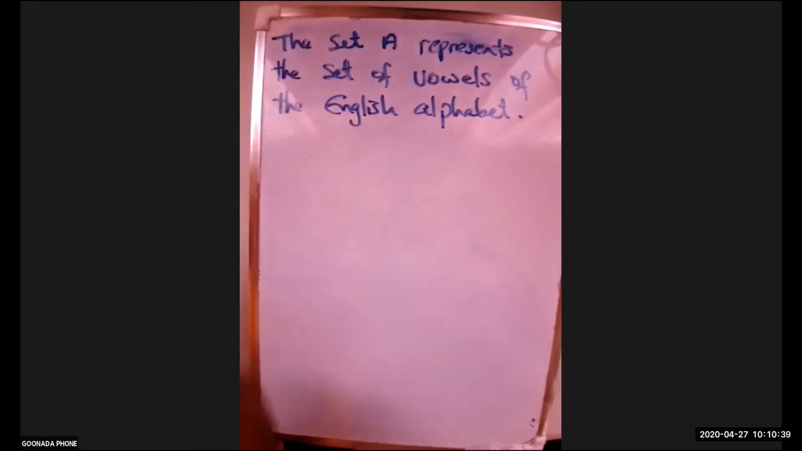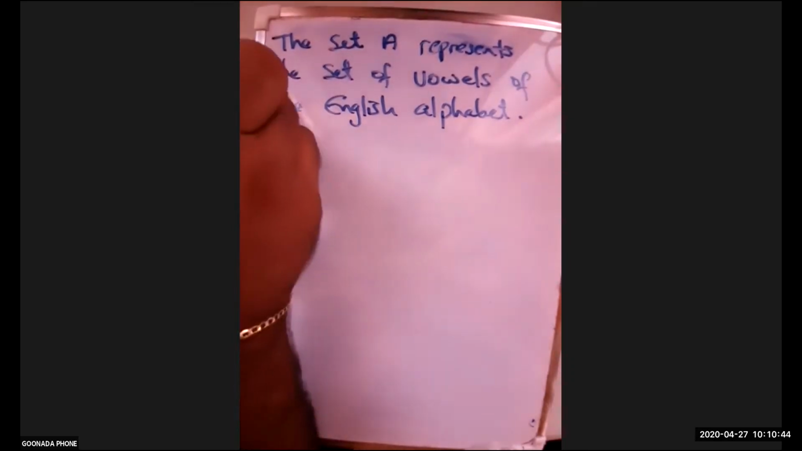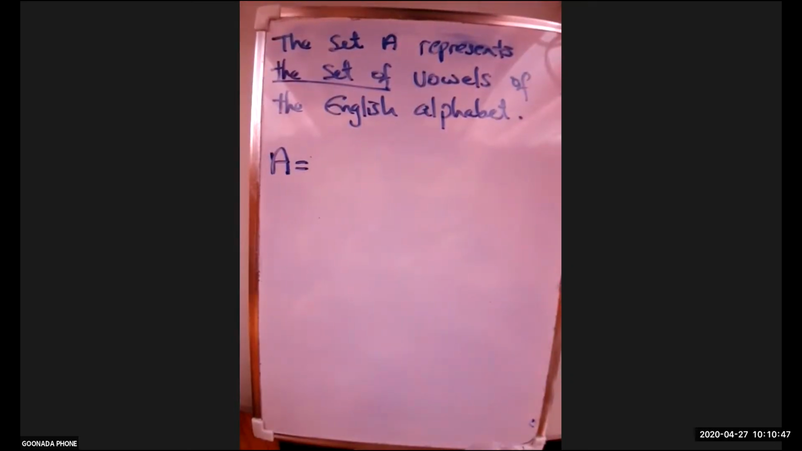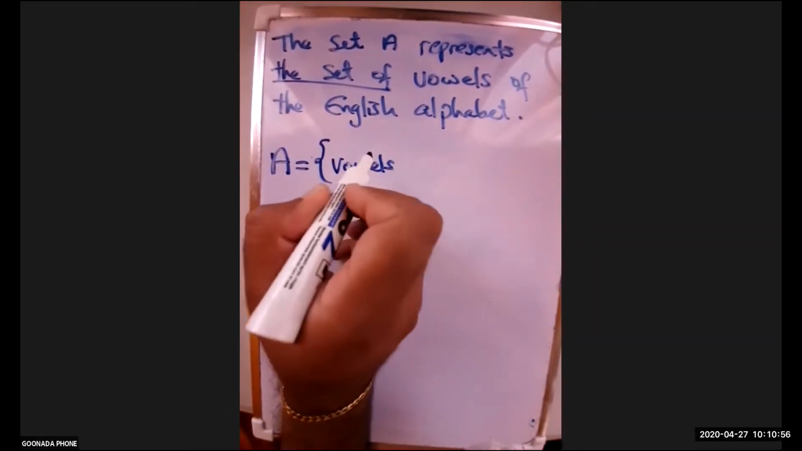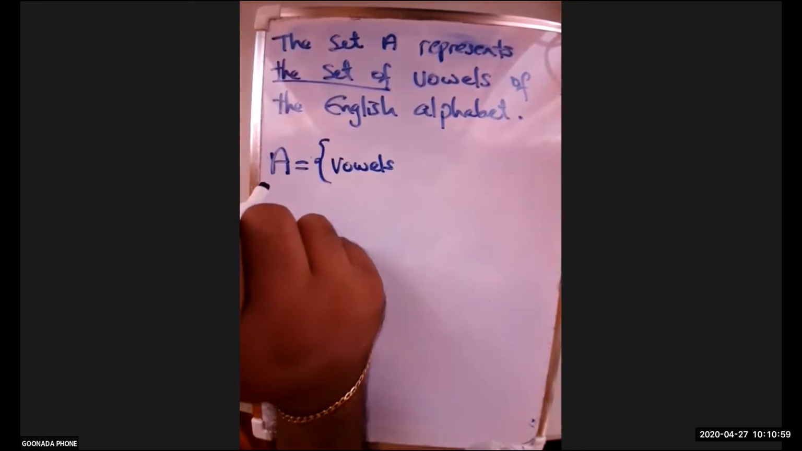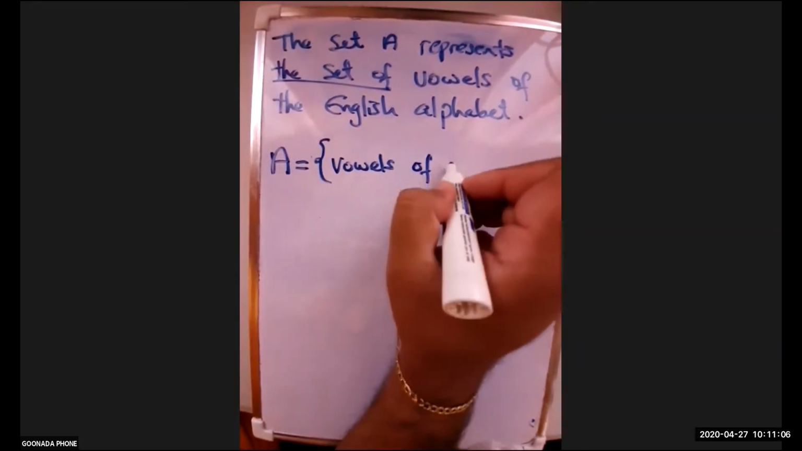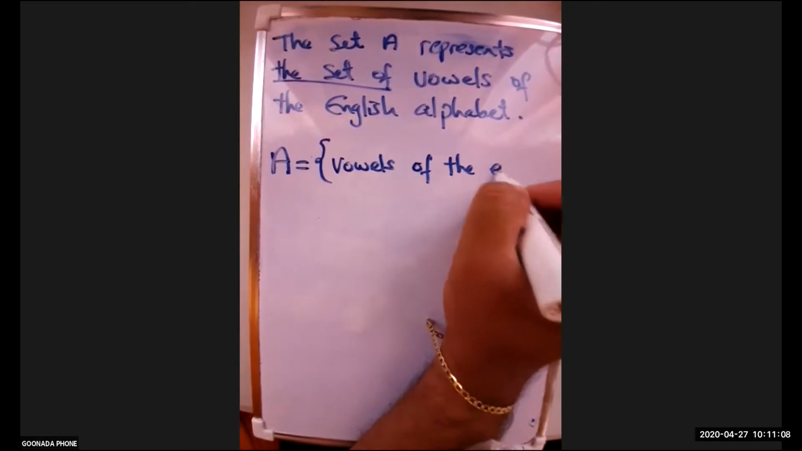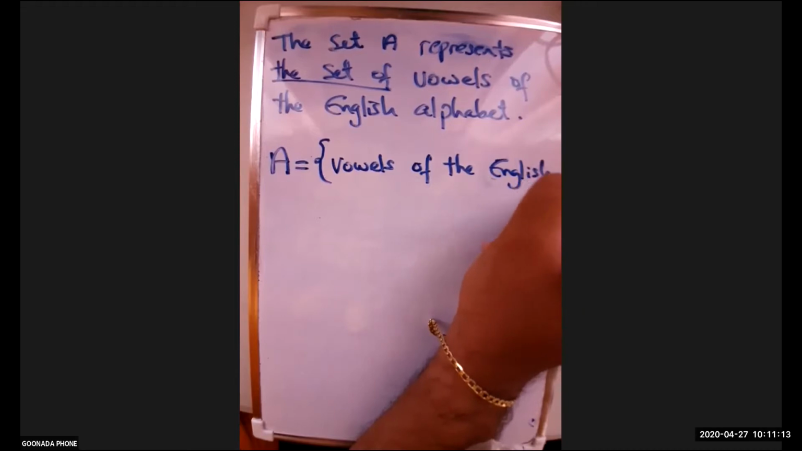The set A is the name of the set, so you put capital A is equal to, remember I told you all the words the set of is replaced by a pair of curly brackets, so the set of, you open a curly bracket, right? Vowels of the English alphabet, so you write A is equal to vowels of the English alphabet.